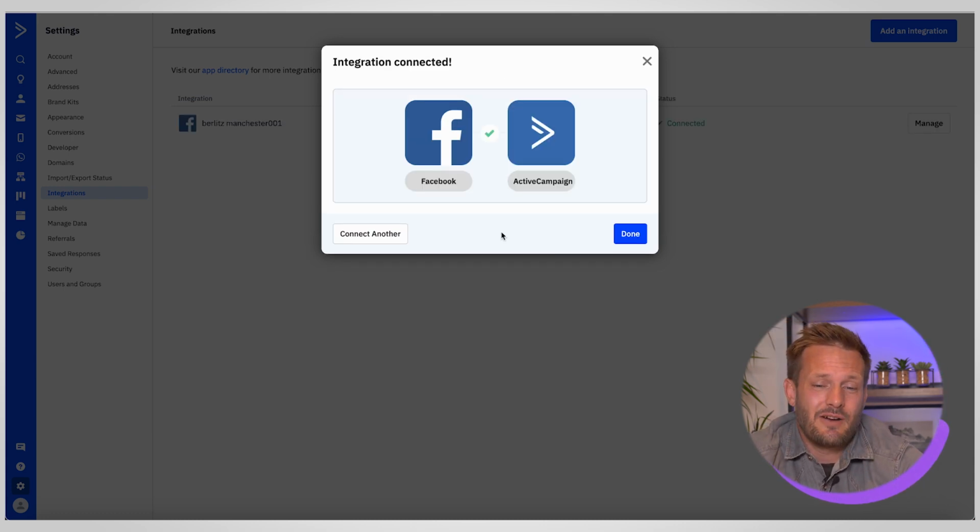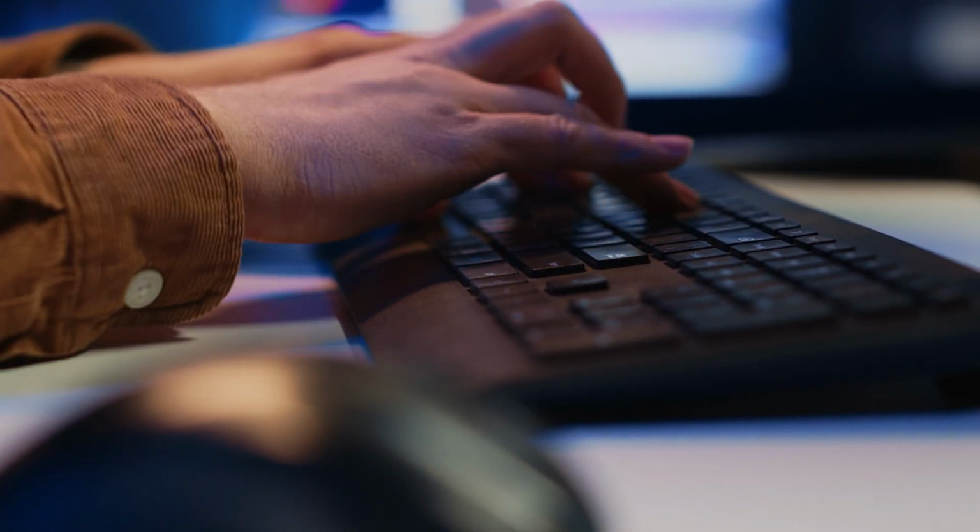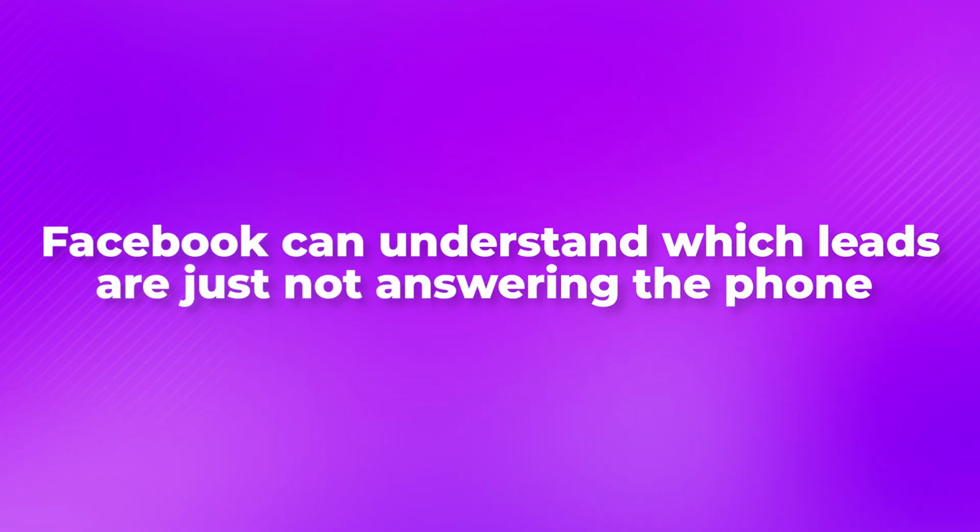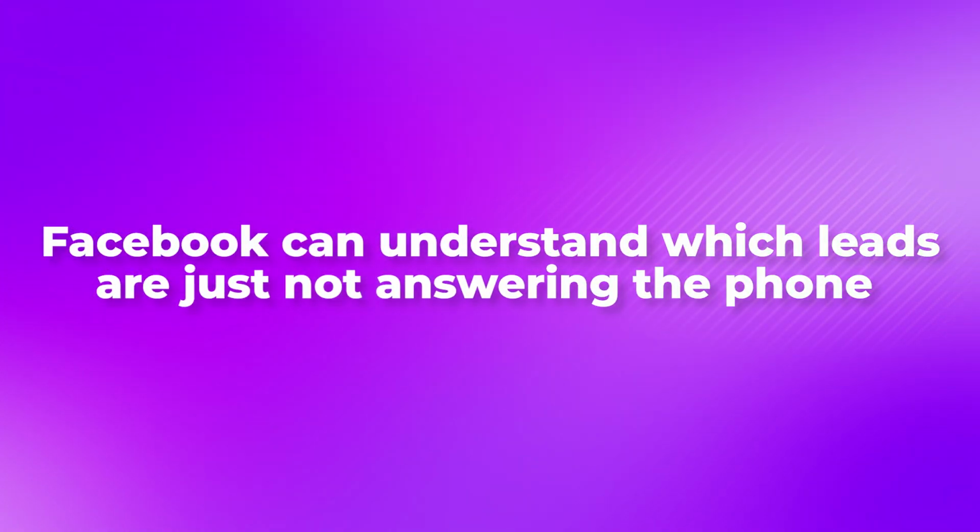Integration is now connected. When I start generating leads and I start managing those leads through the CRM, and I'm moving them down the stages of the pipeline from a completely cold lead to now they're marketing qualified, now they're sales qualified, now they're in the consideration phase, whatever the settings of your CRM pipeline are, Facebook can understand which leads are just not answering the phone, they're dead, they're not appropriate, or they're lost leads, and which ones are actually converting, and it can optimize for those ones that are converting.